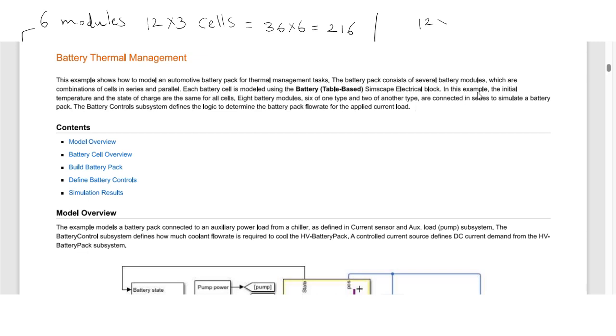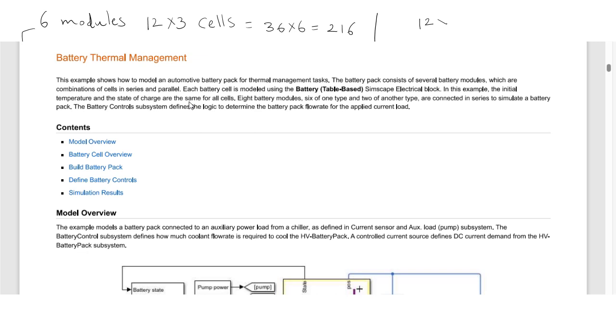And in the module, each cell is modeled using the battery with the help of the Simscape electrical block. And the assumption is that initial temperature and the state of charge are same for all the cells. So many cells we are using, every cell is having the same temperature and the same state of charge. That is our assumption here. And overall, cells together, combinations of series and parallel, we are connecting them and we are calling them the modules. And again, the modules we are connecting in series and parallel. At the end, we are calling it a battery pack, right?